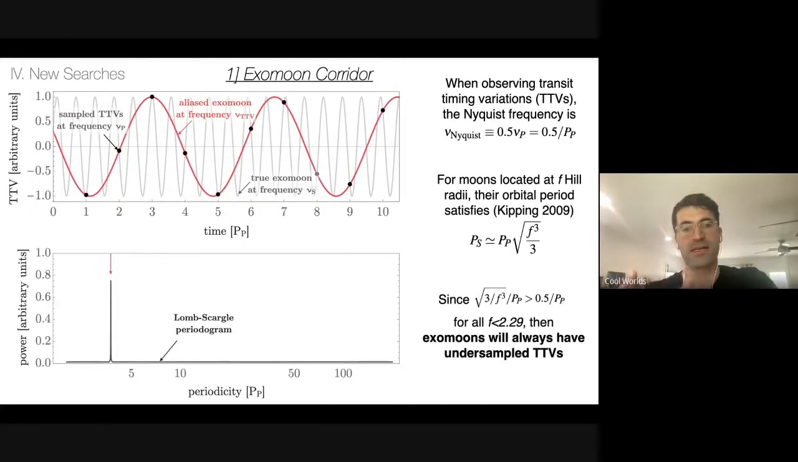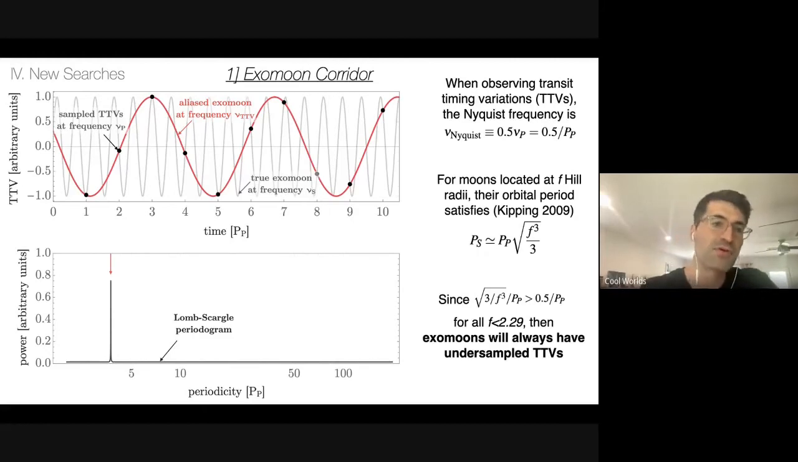If you look at an exomoon signal, think about the Earth-Moon system. The moon goes around the Earth once every 27 days. The Earth goes around the sun once every 365 days. So the moon has done 13 revolutions each epoch of the planet. So an alien watching the Earth, that signal, which is the gray line, is much, much faster than your sampling rate. So you have an undersampled signal.